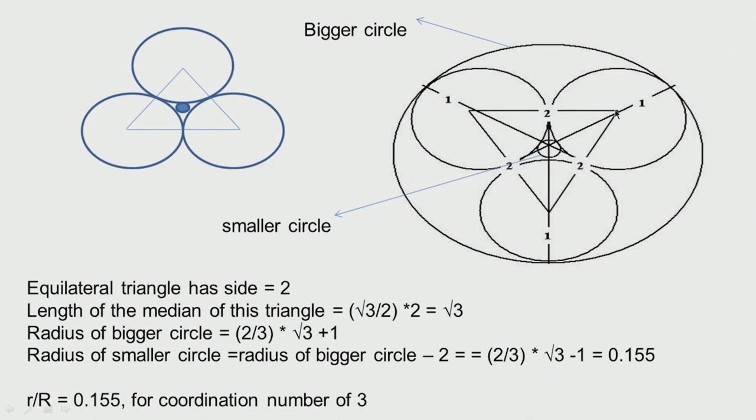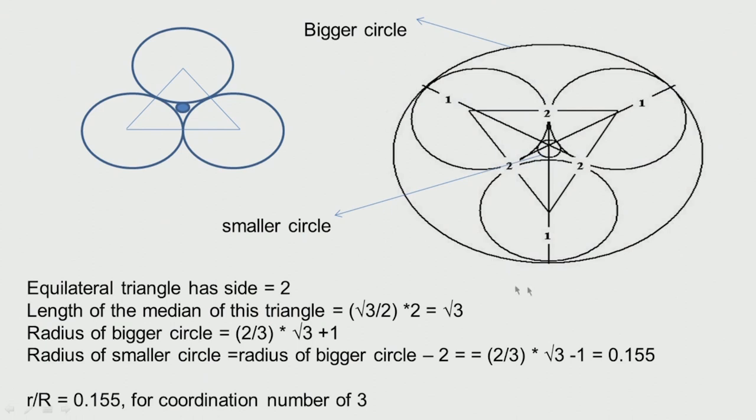This is called the median. Suppose the side of this equilateral triangle is R plus R, that is 2. The length of the median of the triangle is square root of 3 divided by 2 into the side, as you have studied in your school. The side is 2, because this is 1 and this is 1. So that will give the square root of 3, that is this median.